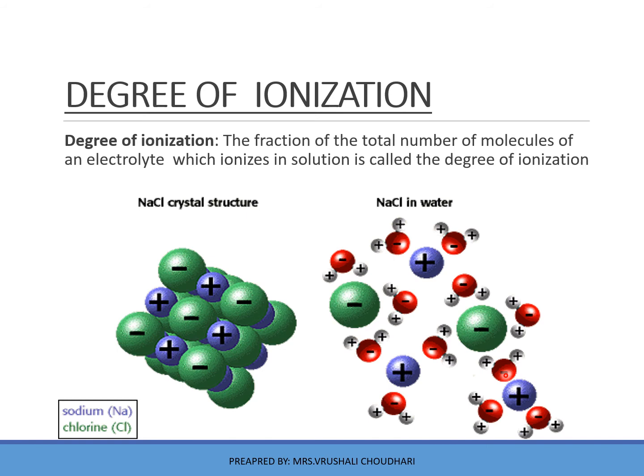The process of breaking an electrovalent compound into charged ions is called ionization, and the fraction of total molecules of the electrolyte that ionizes in a solution is called the degree of ionization. Strong acids have a high degree of ionization. Weak acids have a low degree of ionization. Strong acids form a maximum number of cations and anions. Weak acids form very few cations and anions.